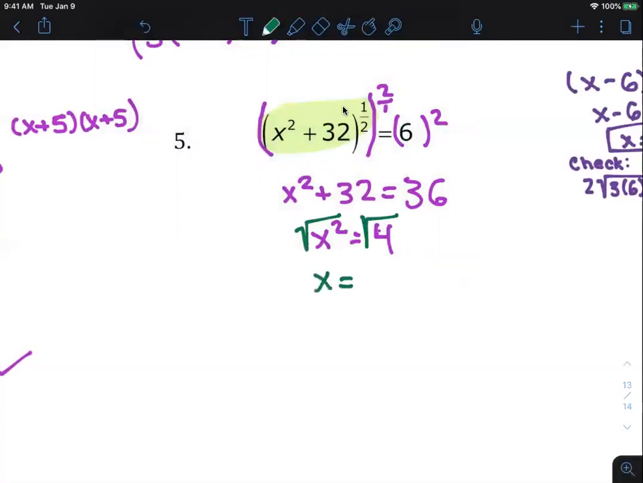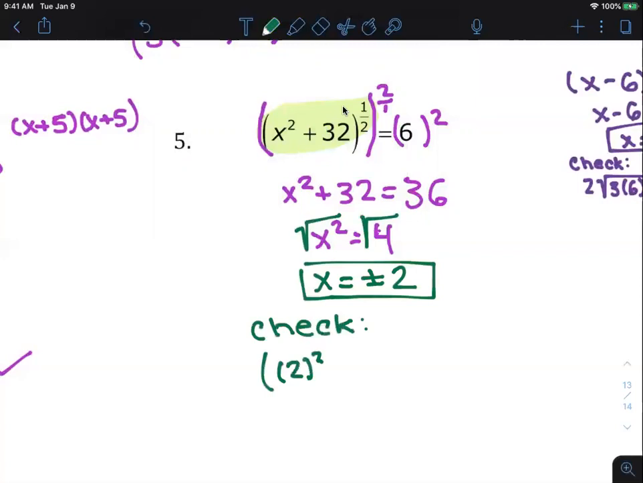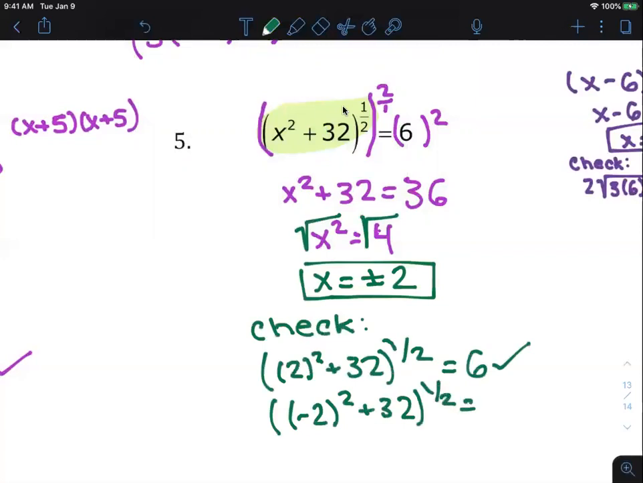But when you square root both sides, you need to make sure you put the plus or minus sign. If you do not, that would be incorrect. So you have 2 answers to check. When you check this one, you need to make sure that you check a positive 2, which does equal 6. And you also have to plug in a negative 2, which will equal 6. They both work because 2 squared is 4, and negative 2, when you square it, is still a positive 4. So they end up being the same thing.